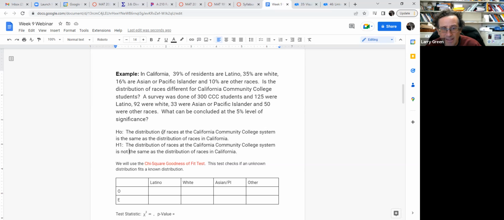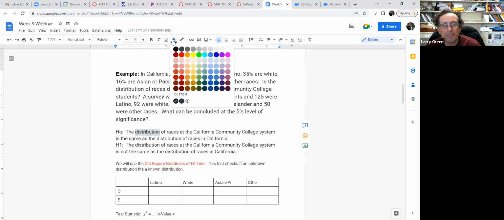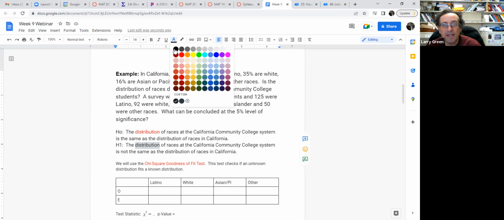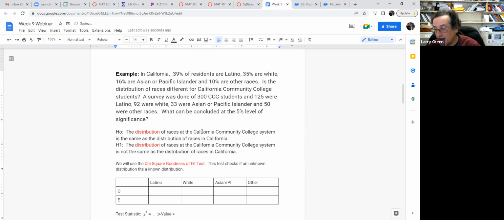Okay, I want to highlight something, and that's the word distribution. When you're doing this kind of test, the word distribution needs to be there, because really that's what you're checking. You're looking at the distribution of races.